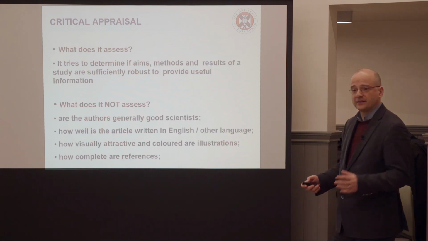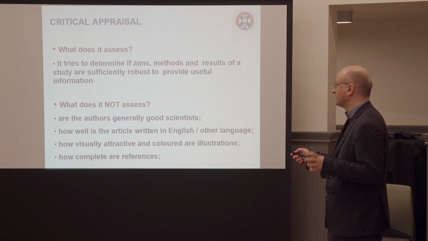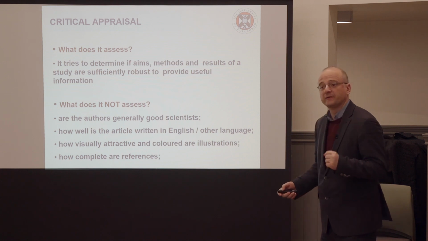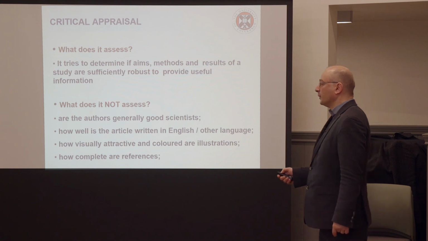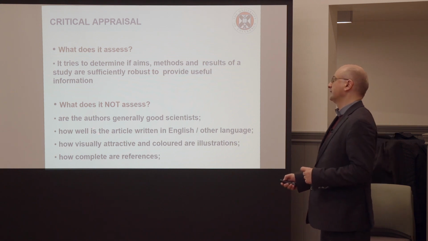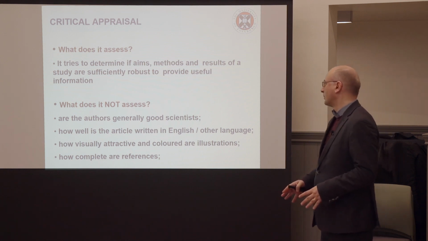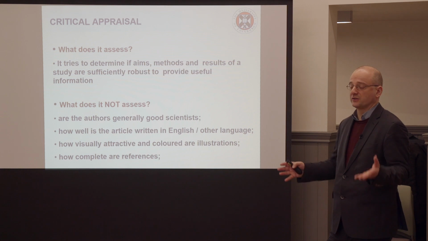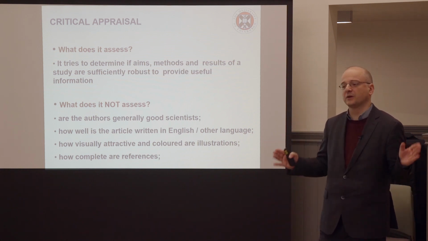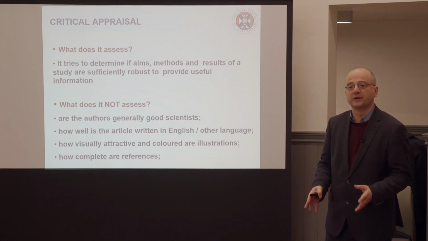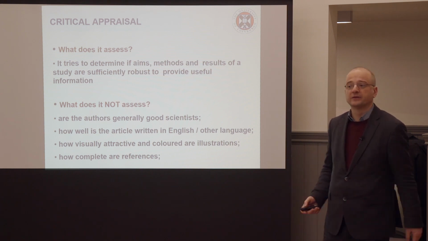Okay, so what does your critical appraisal of a paper assess? It tries to determine if the aims, methods, and results of a study are sufficiently robust to provide useful information. But what does it not assess? It doesn't assess if the authors are generally good scientists, or if they come from a decent institution. So you should not be biased by that. If the scientists were good so far, this doesn't mean that this paper is also good. If the scientists come from a top university, this doesn't mean that the paper is also good.